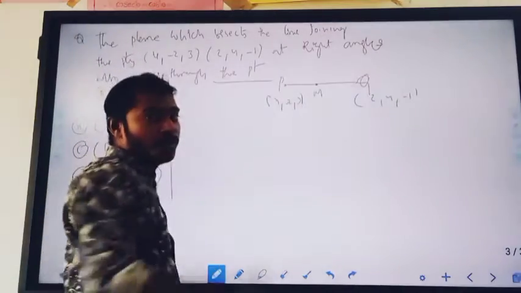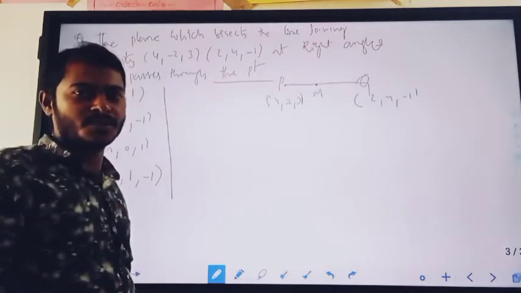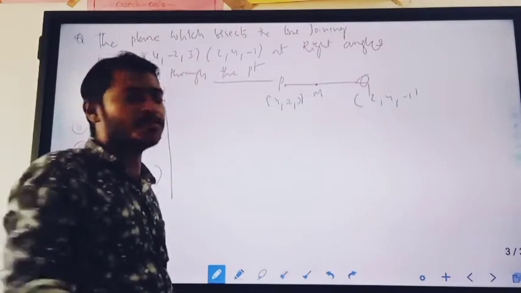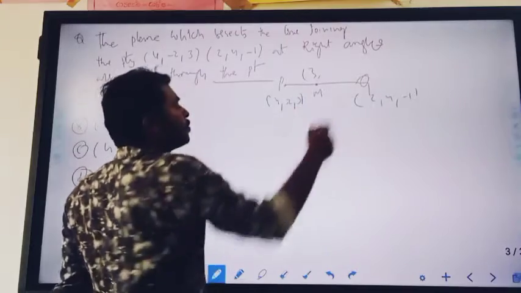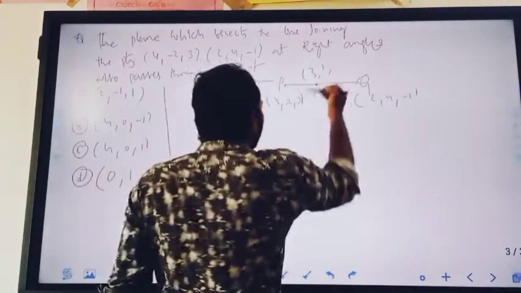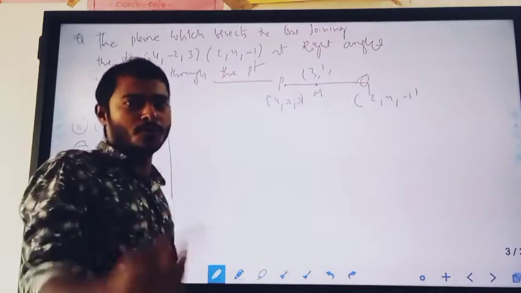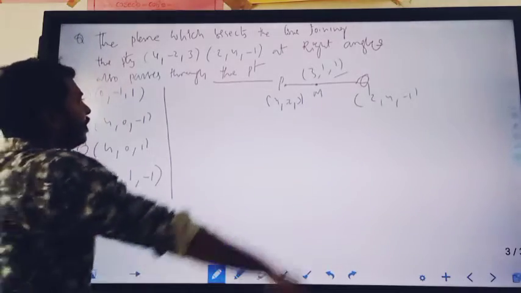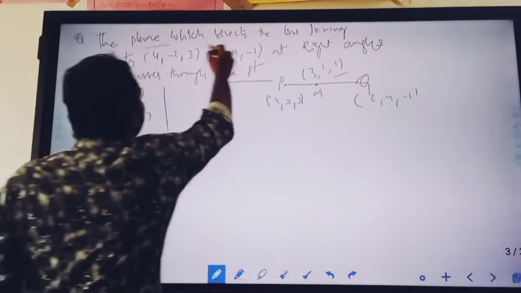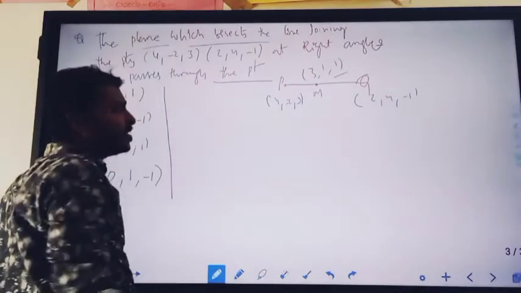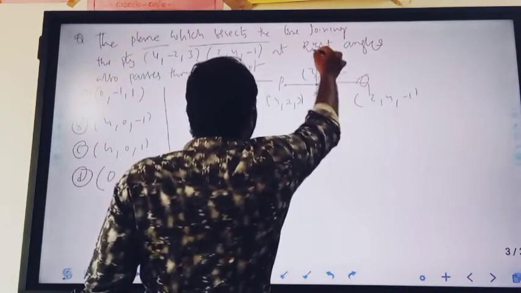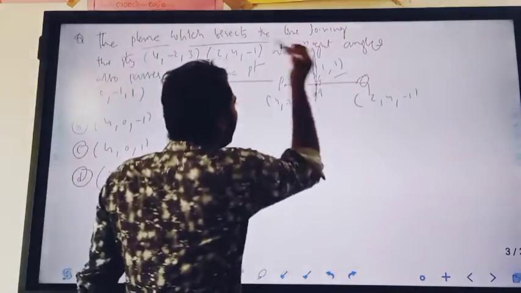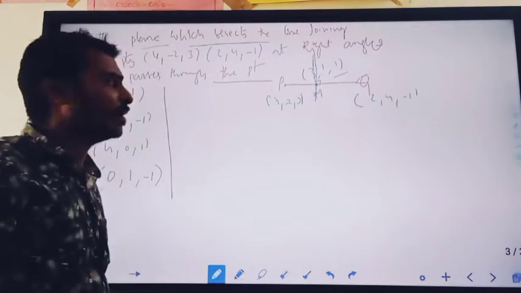The P and Q midpoint formula we already know: (x1 plus x2) by 2, (y1 plus y2) by 2. So here 4 plus 2 is 6, 6 by 2 is 3. -2 plus 4 is 2, 2 by 2 is 1. And 3 minus 1 is 2, and 2 by 2 is 1. So we get the midpoint. Now after getting the midpoint, they clearly mention the plane which bisects. Bisects means cutting into two equal parts. So here we get a right angle.